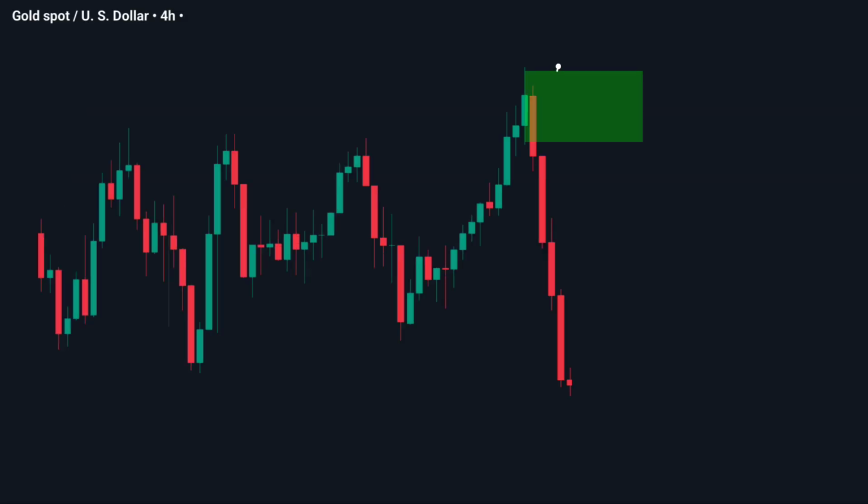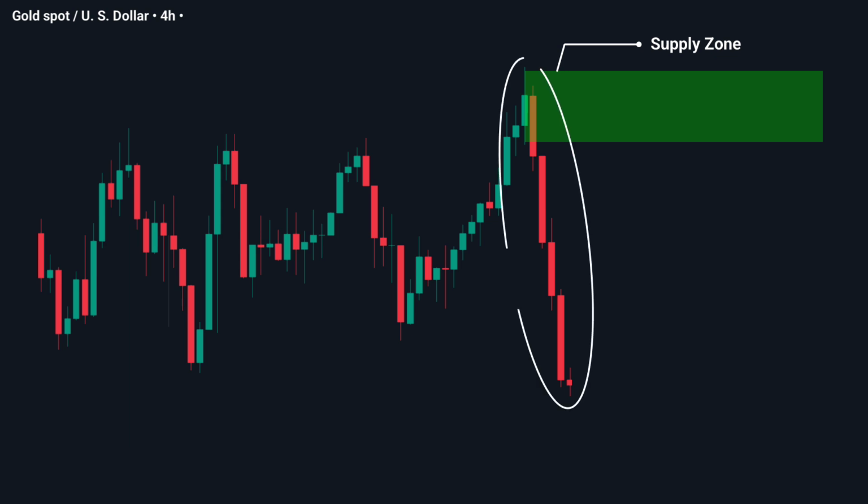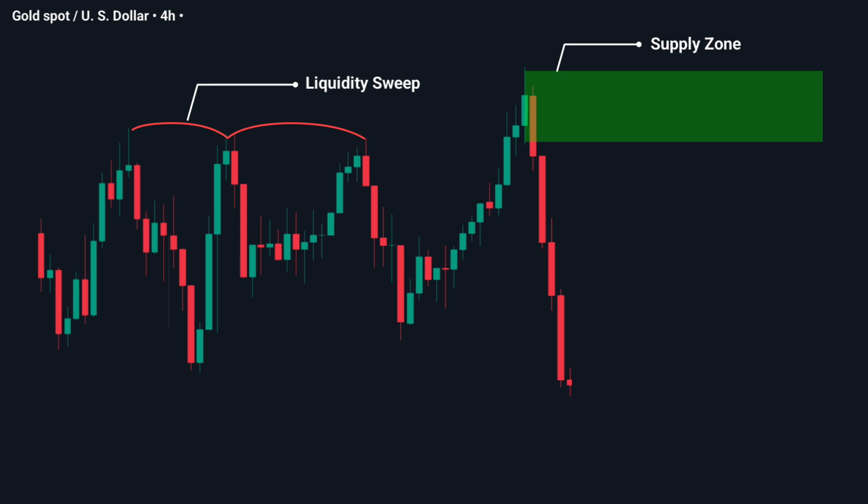Proper zone qualification starts with identifying whether liquidity was taken before the zone formed. Equal highs or equal lows nearby indicate resting stops. A move that clears those levels shows that liquidity has been accessed. Displacement must be clear and decisive. Large candles and rapid movement indicate aggressive participation. The absence of overlap suggests that one side dominated.